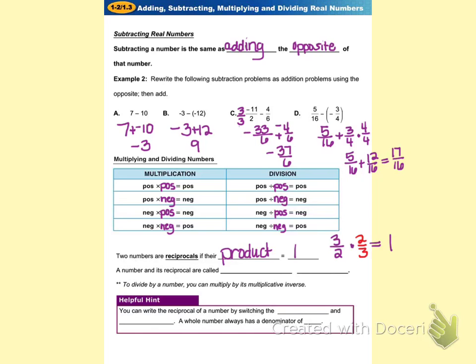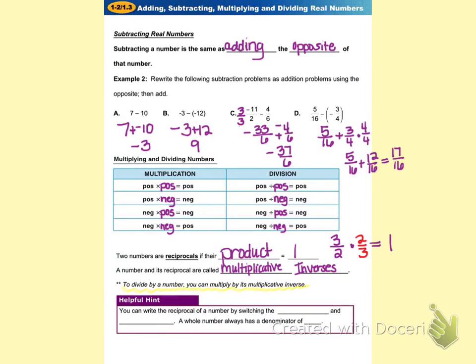So a reciprocal of a number has the same sign, but if it's a fraction, it's just flipped. If it's a whole number or some other kind of integer, it means it's 1 over that whole number or integer. Now, a number and its reciprocal are called multiplicative inverses. And it's important to note that one way to divide by a number is to multiply by its multiplicative inverse. In other words, multiply by the reciprocal.